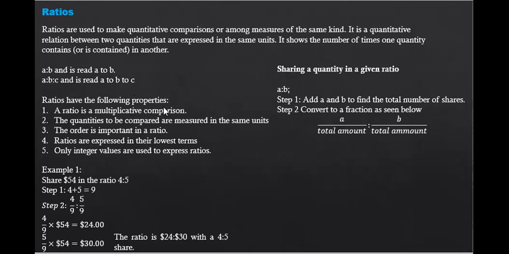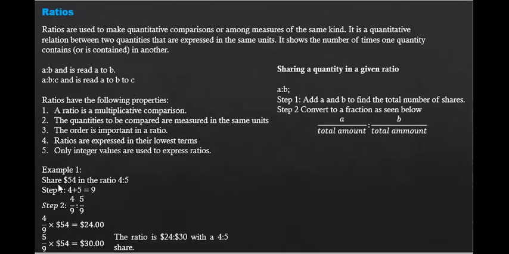Ratios have the following properties. A ratio is a multiplicative comparison. The quantities to be compared are measured in the same units. The order is important in a ratio. Ratios are expressed in their lowest terms. Only integer values are used to express ratios.